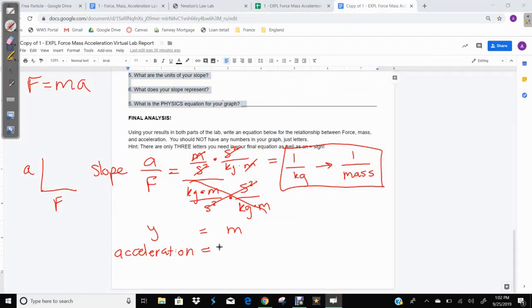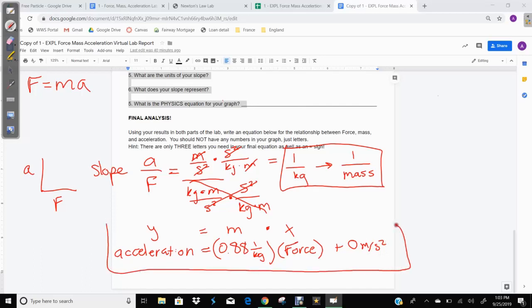So I'm going to write in 0.88, which is in 1 over kilograms. That's being multiplied by whatever's on our x-axis, which in this case is force. Plus 0 meters per second squared, because our y-intercept was so small. Okay, so this is your physics equation here. So once again, I'm going to erase this, so if you need to pause the video, go ahead. But we're going to get rid of this.